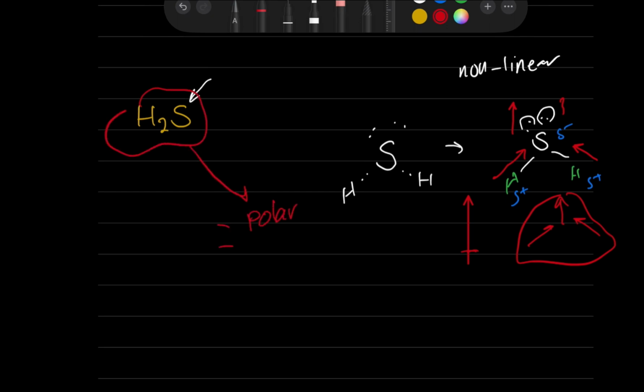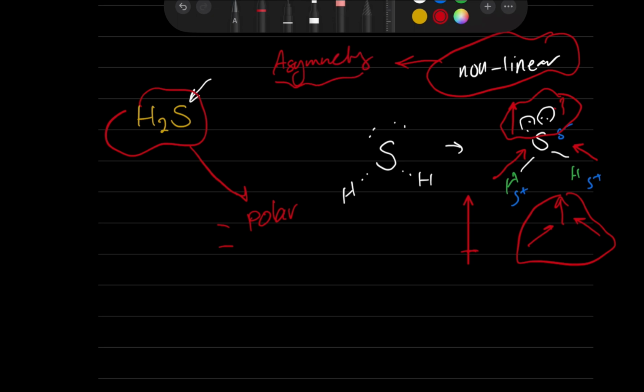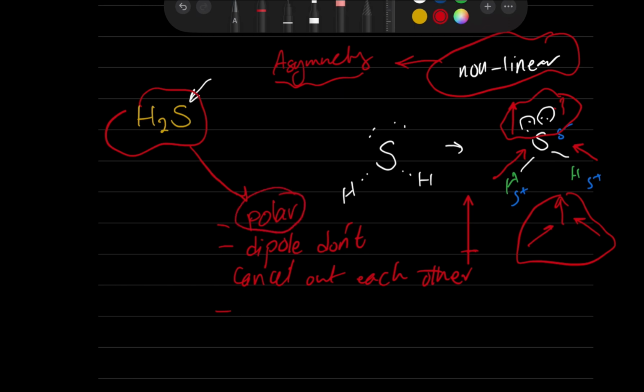The reason behind this is that we don't have a symmetrical cloud of electrons around this molecule, because you have a lot of electron density in here, and there is no overall symmetry. So keep in mind that the nonlinear shape is asymmetry, which is the opposite of symmetry. As a result, the dipoles at that point do not cancel out each other. And as a result of this, the molecule is polar.